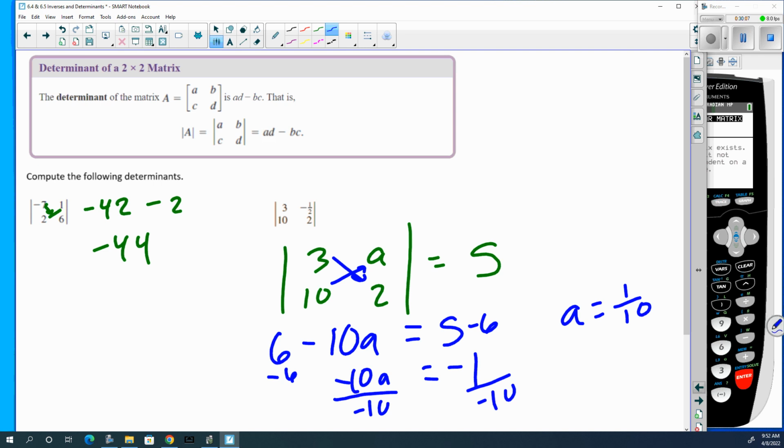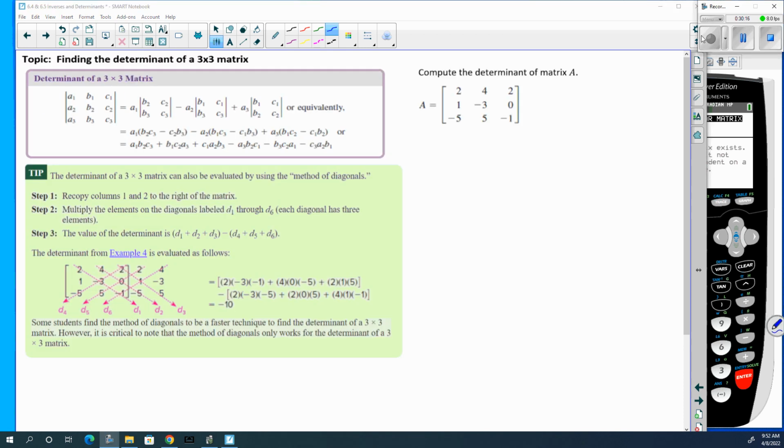So sometimes I've seen on standardized tests where they put an unknown in there and then ask you to solve and find out what it is. So they can add to it, then just say find the determinant.